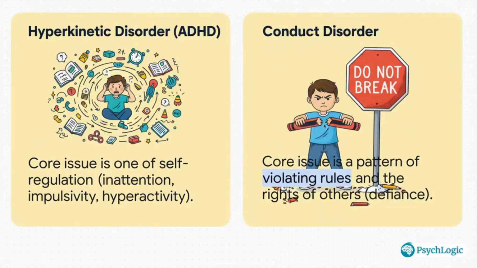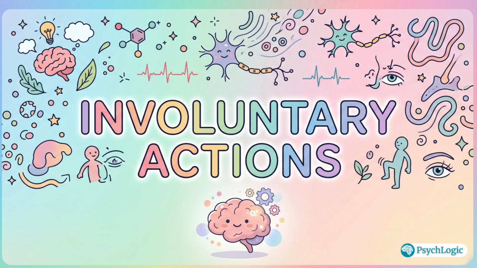This slide does a brilliant job of clearing up the difference between the two. While it's possible for a child to have both, their root causes are different. ADHD, at its heart, is a problem of self-regulation, of managing focus, energy, and impulses. Conduct disorder, on the other hand, is really a problem of aggression and defiance, of intentionally breaking rules and hurting others. All right, for our final section, we're going to explore a group of conditions that are mainly characterized by involuntary actions, along with some other specific challenges that often start in childhood.